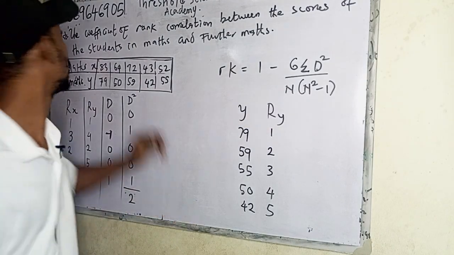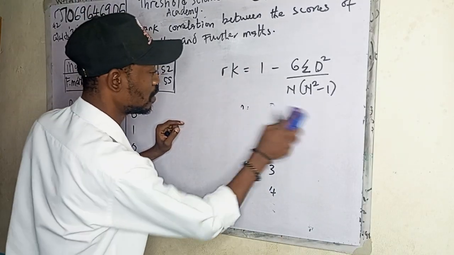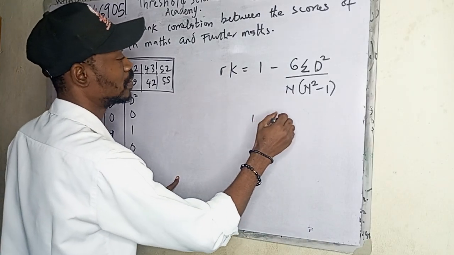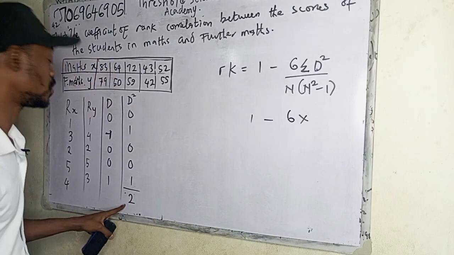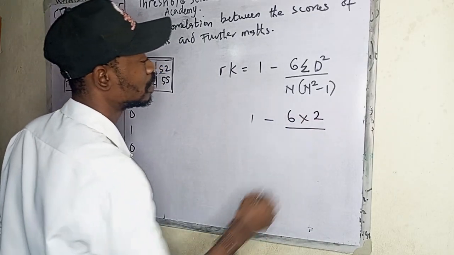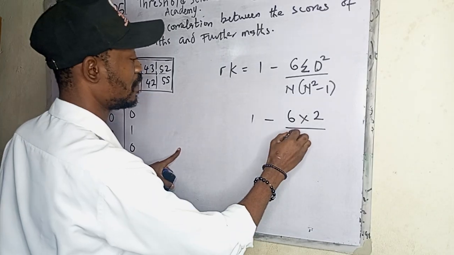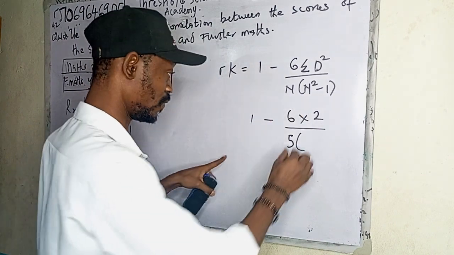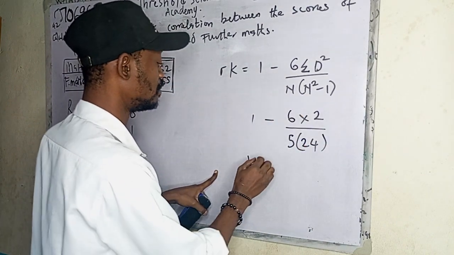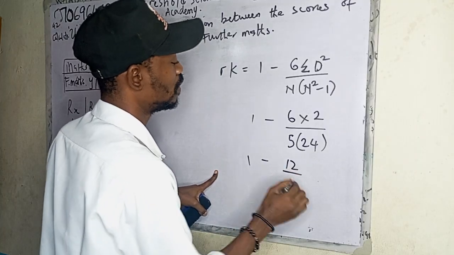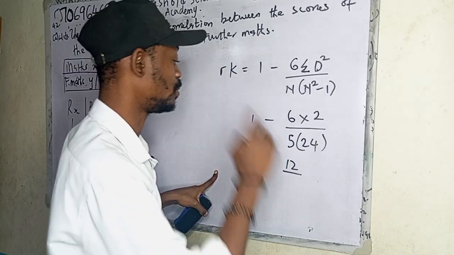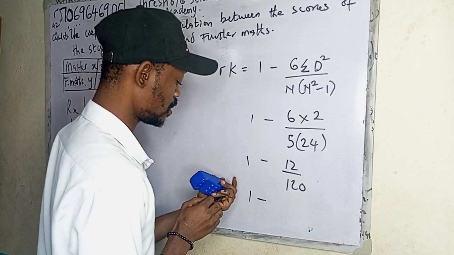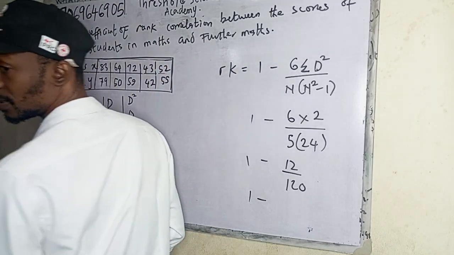All right. So I'll just go ahead and plug in my values. Having gotten my summation of D squared to be 2, I have 1 minus 6 times what? Summation of D squared is 2, all over n, the number of students, which is 5, open a bracket, 5 squared minus 1. 5 squared is 25 minus 1, that's 24. And then I have 1 minus 6 times 2 is 12. 5 times 24, so 120, I guess. All right, so that's going to be 1 minus 12 over 120, which is 0.1. Let me get my calculator.